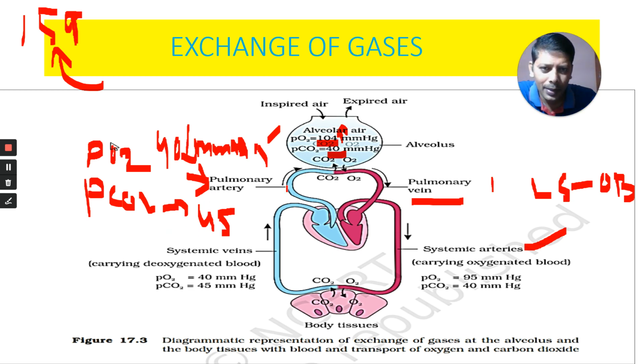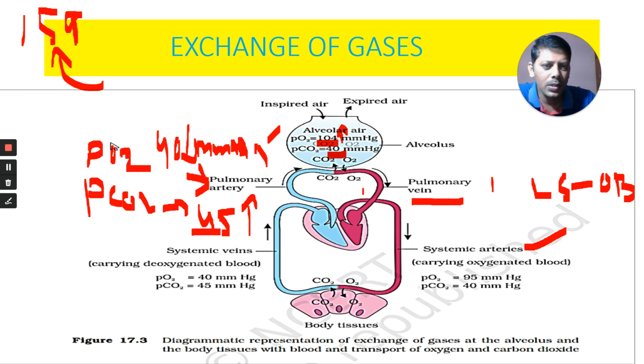Now carbon dioxide. What is the partial pressure of carbon dioxide here in the alveolus? 40. What is the partial pressure of carbon dioxide in the pulmonary artery? It is 45 mmHg. Here more, 45. Here less, 40. Now the carbon dioxide is diffusing into the alveolus.